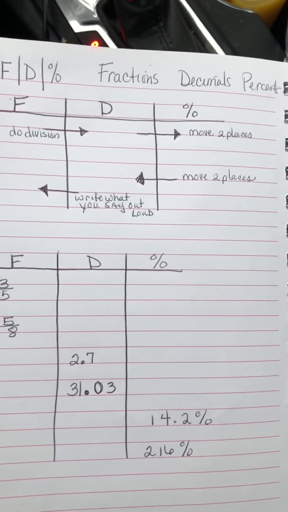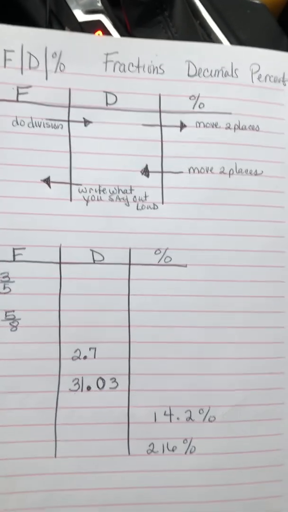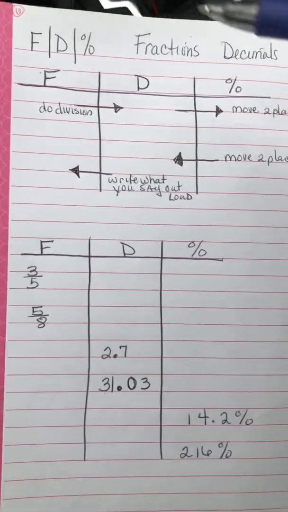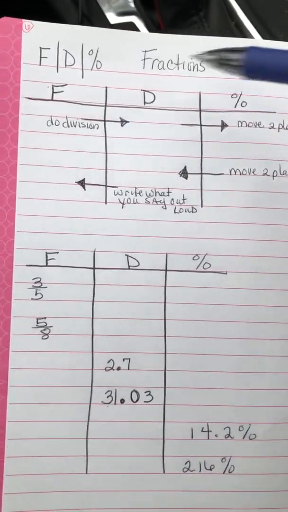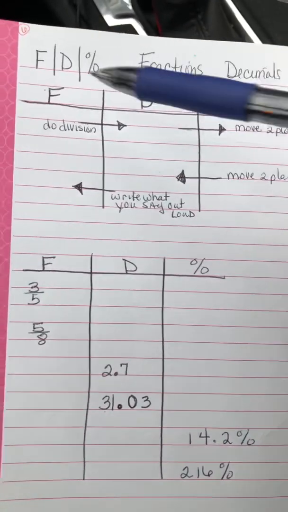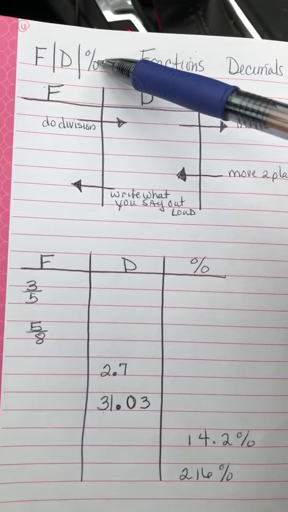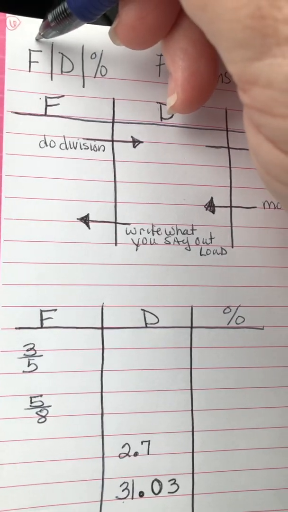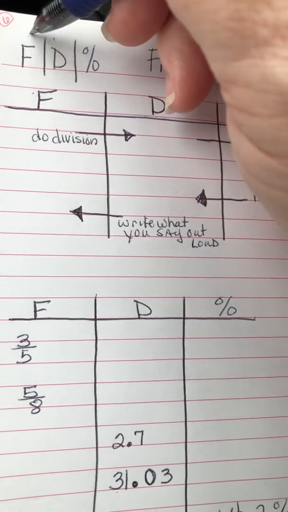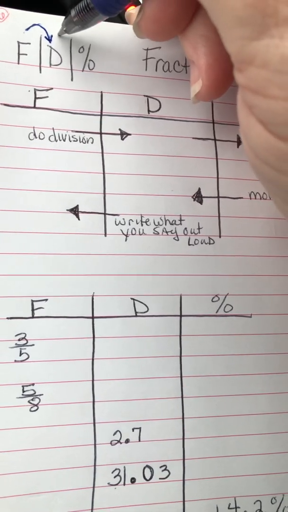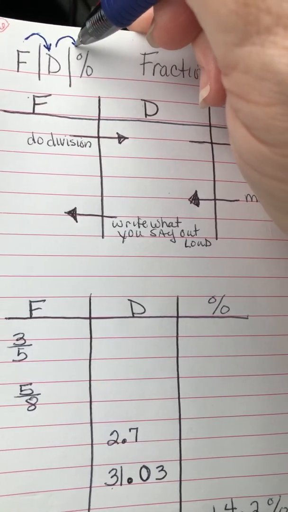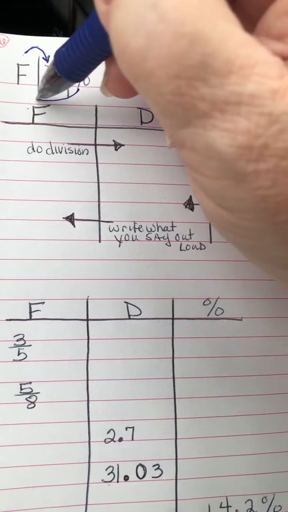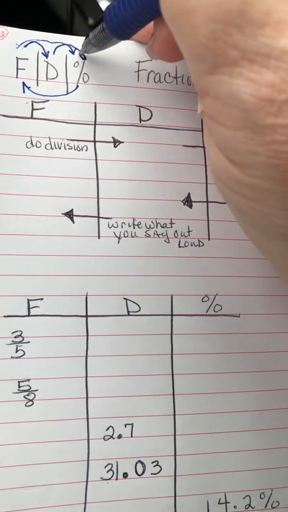Okay, we're going to now work on how to go from fraction to decimal to percent. And I actually have this chart set up in this way. There's a reason I have them in this order, because it helps us understand that you can go in one step from fraction to decimal, and you can go in one step from decimal to percent. But if you want to go from percent to fraction or from fraction to percent, it takes 2 steps.